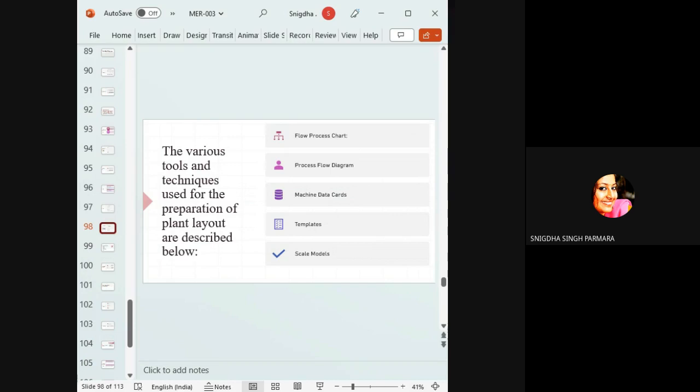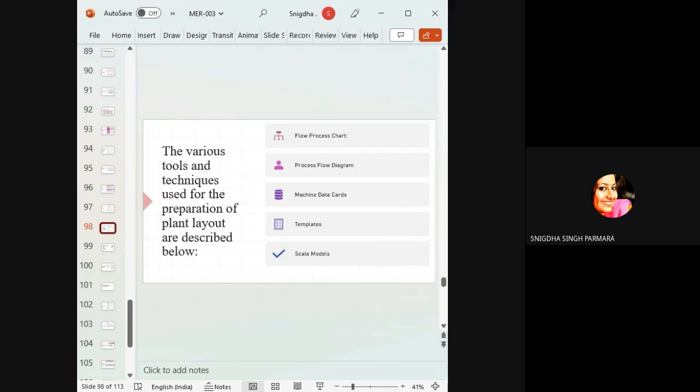Machine data cards. Machine data cards, as in they basically provide the full measurement of every machine which is to be installed in a factory. So how are they going to be installed, in what sequence, what would be the space required, what would be the maintenance and handling devices required under a particular machine. The templates are the shapes or molds or patterns which are used as a guide to making something. So where are you going to place the template so that the workers or your labor could easily have a look at it, easily access the same.